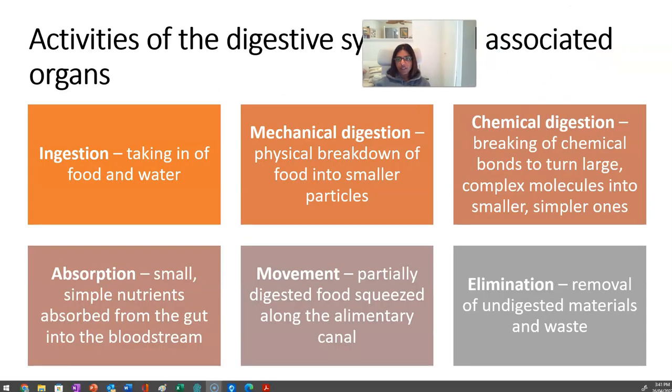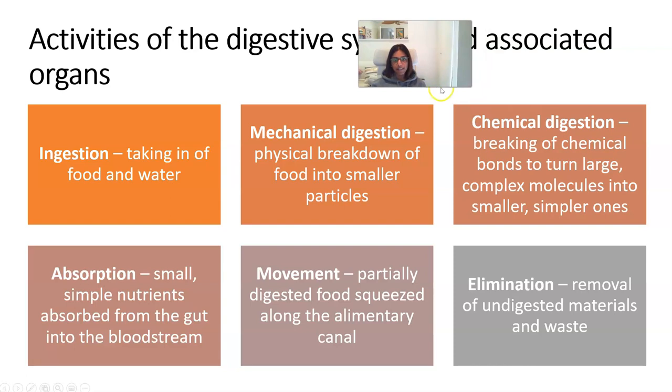When we look at the activities associated with these digestive structures and these organs that we'll refer to in turn, there are 6 main activities that we refer to. The first one is ingestion. So this is where we take in food or drink. Then we have 2 types of digestion. Mechanical, which is the breakup of food into smaller particles, or chemical digestion. And this is where particles are broken down into smaller, simpler, and more soluble molecules.